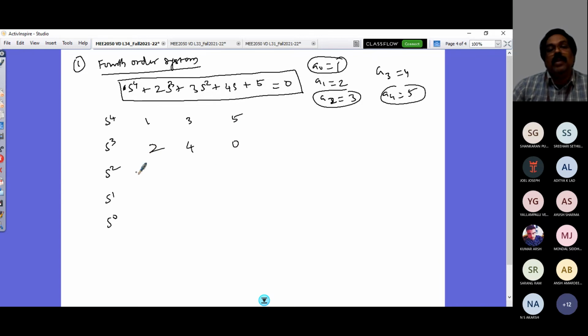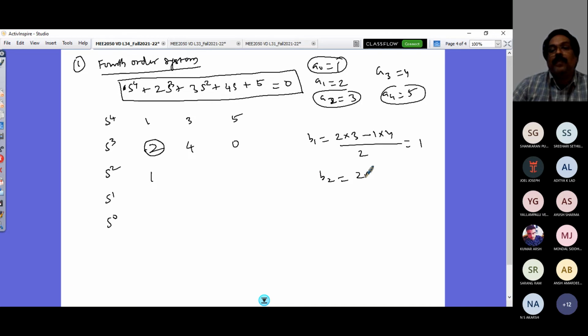So now I have to find B1. Just to circle this, this term here would be B1, which is 2 into 3 minus 1 into 4, by 2. So how much is it? 6 minus 4 by 2, it's 1. So I will have that 1 here. And then B2. So B2 is 2 into 5 minus 1 into 0, by 2. That's going to be 10 by 2, 5. So this is 5.